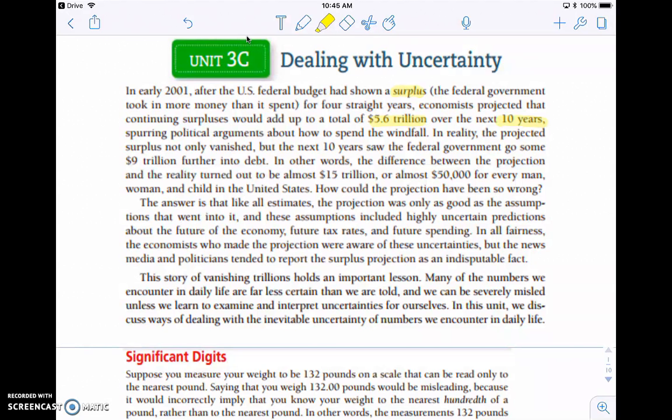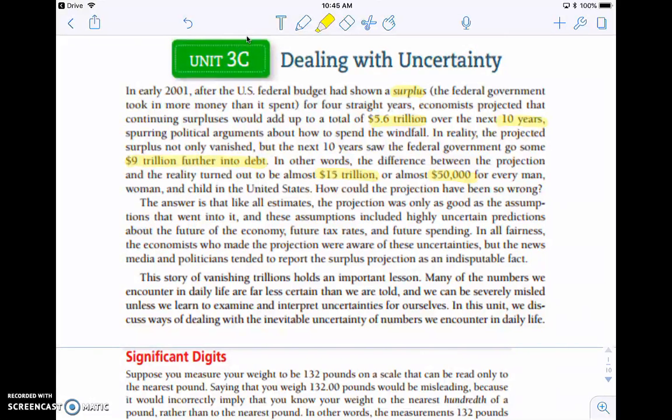However, in reality, the surplus not only vanished, but over the next 10 years, the federal government went $9 trillion further into debt. In other words, the difference between the projection and the reality turned out to be about $15 trillion, or $50,000 for every man, woman, and child in the United States of America. So how could this projection be so wrong?